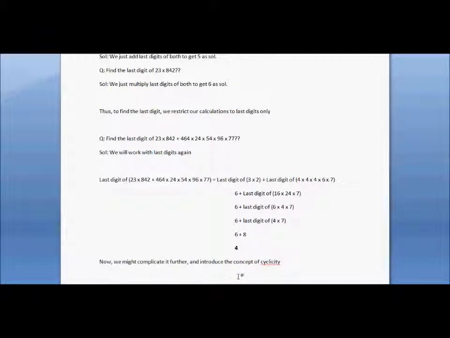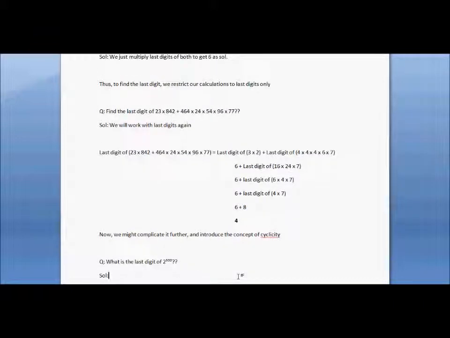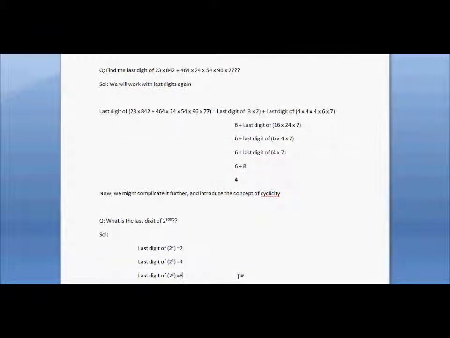Now I would like to introduce a slightly complex concept of cyclicity. I'll again start this with a question, right? What is the last digit of 2 raised to power 500? If we have to do this, we cannot simply keep on multiplying 2, 500 times, right? It would be a very tedious task, and we might end up doing this question only for the entire paper.